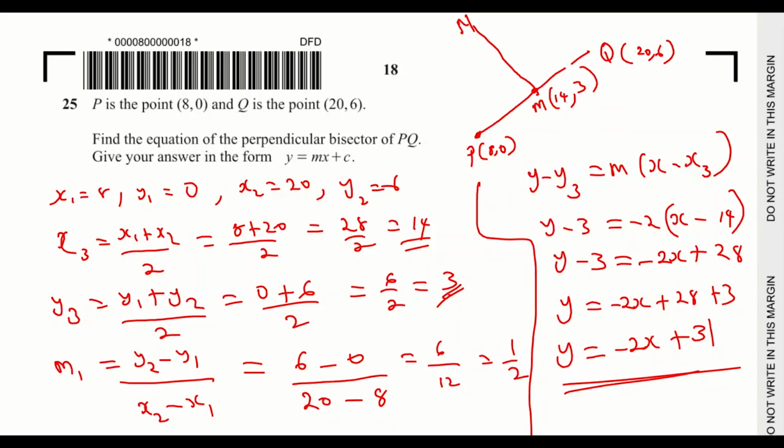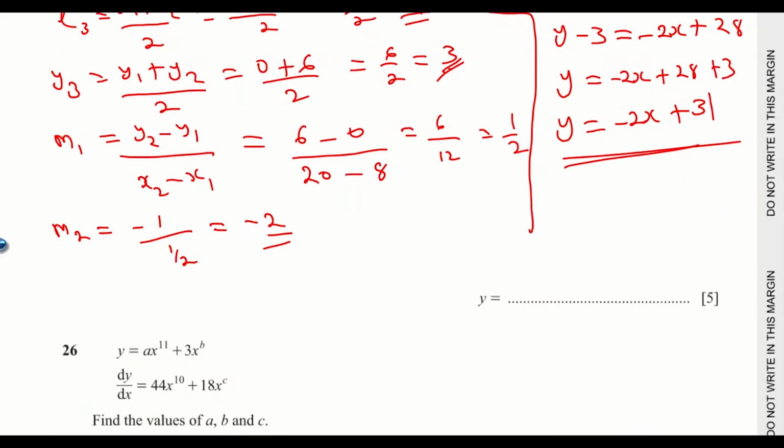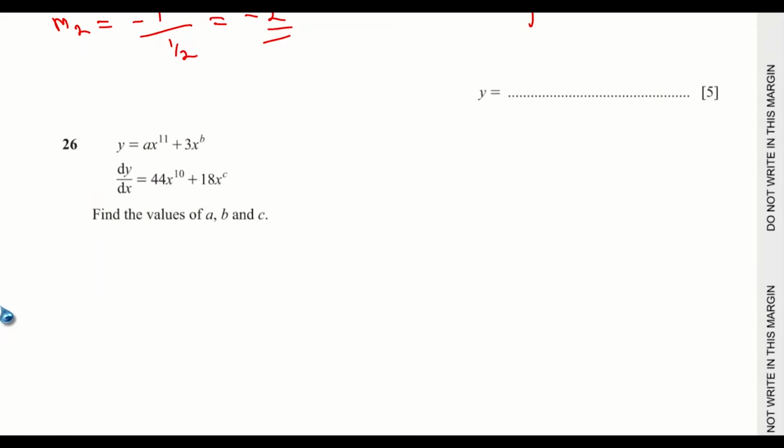So let's go to the next question. Oh, sorry, the next question should be below this. That's question 26. Given that y equals ax to the power of 11 plus 3x to the power of b, dy/dx equals 44x to the power of 10 plus 18x to the power of c.